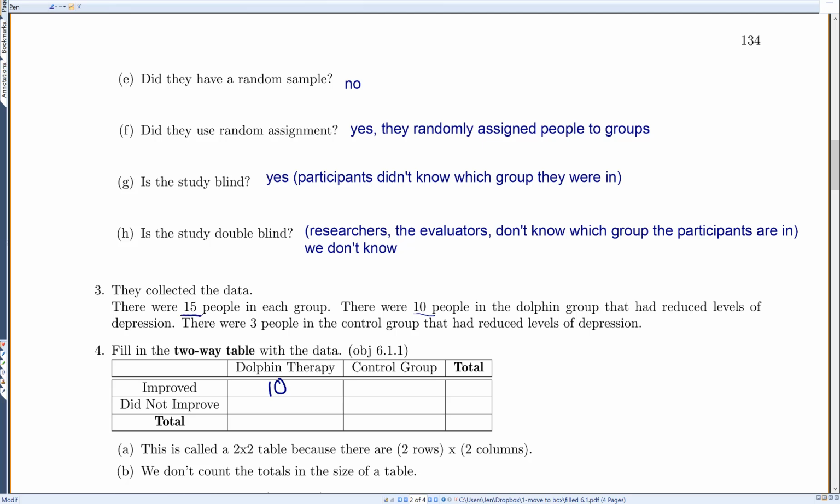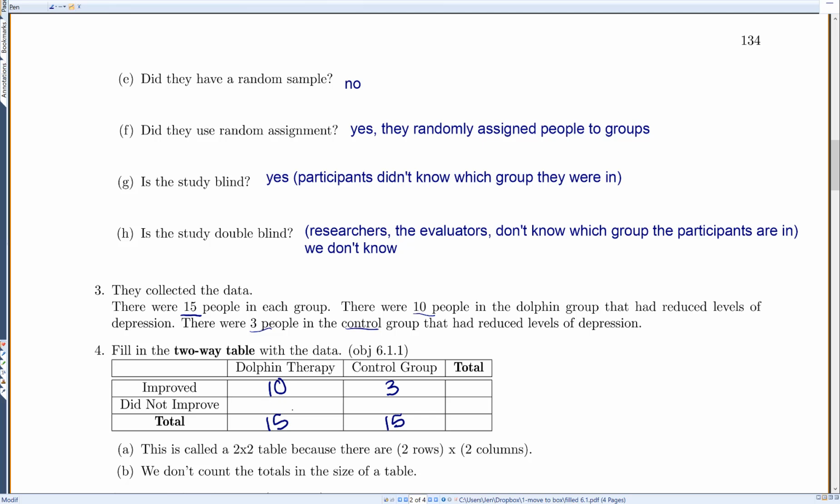Let's see, it also says there were 15 people in each group. So dolphin therapy had 15 people total, and the control group had 15 people total. Now it says there were 3 people in the control group that had reduced levels. So I go to control group, improved, and I put the 3. Notice this is all that they give me, but this is all that I need to fill out the entire table.